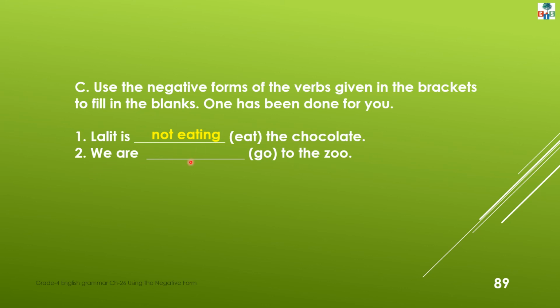Next, we are dash to the zoo. What is the helping verb? Are. And what is the verb given? Go. After the helping verb, we will put not, and with go, we will use ing to make a negative one and to make the sentence meaningful. We are not going to the zoo. So like this, children, do this exercise. Identify the helping verb given in the sentence and use the negative form of the verbs given in the brackets.